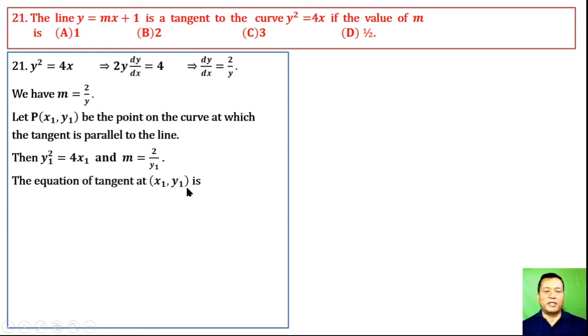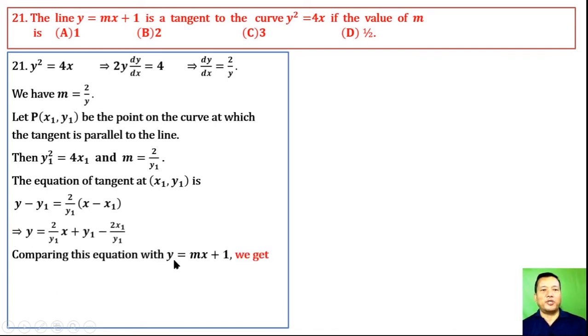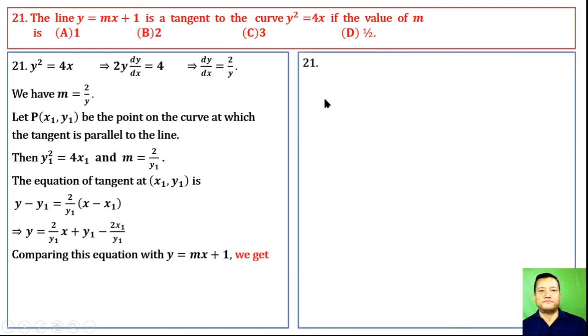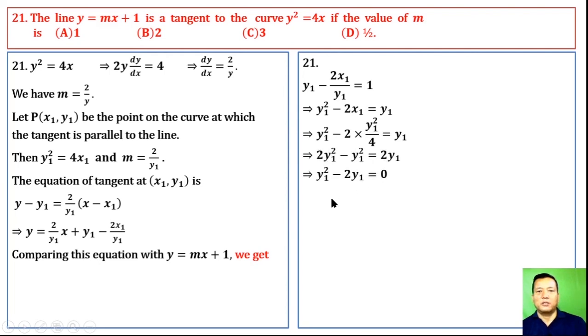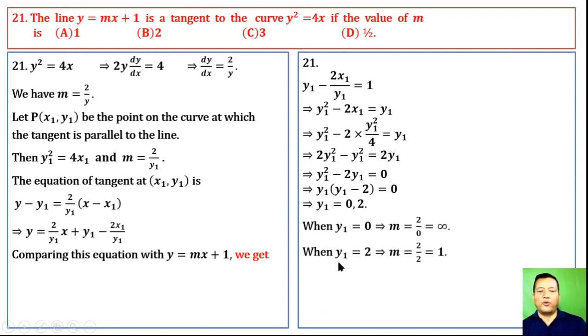The equation of tangent at this point is y minus y1, slope of the tangent is 2 by y1, times x minus x1. Solving for y, we get this. Comparing this equation with y equal to mx plus 1, we get y1 minus twice x1 by y1 is equal to 1, and using y1 square, we get this. y1 becomes 0 or 2. When y1 is 0, m is infinity. When y1 is 2, m is 1. Correct answer is option A.